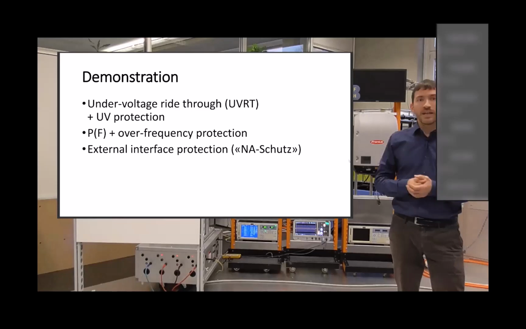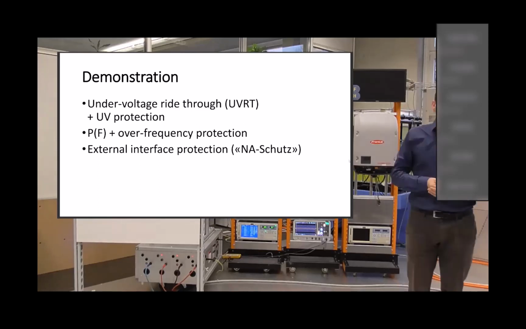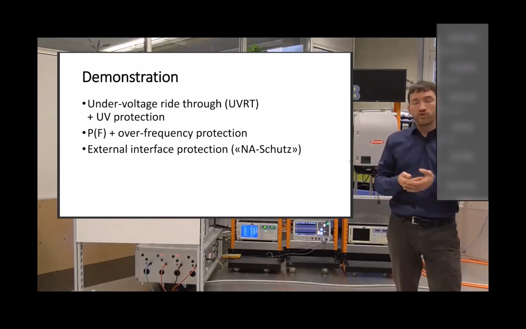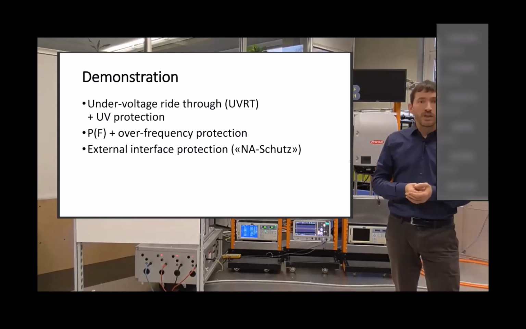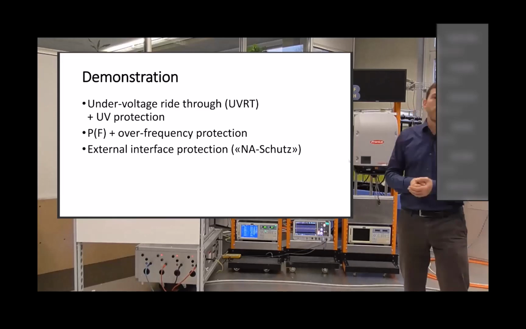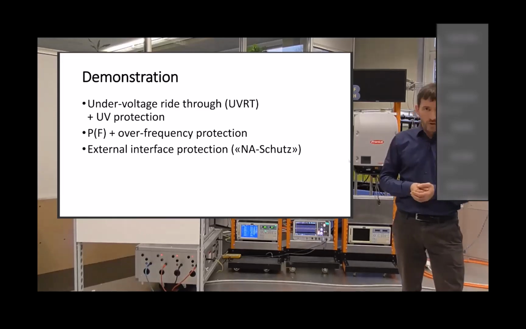In the second test, we are going to do a frequency watt test. So we show you how first the power control function reacts on a change of frequency, and if the frequency changes too much, how the inverter protection will then disconnect the inverter. So these 2 first tests are normative tests, and the third test will not be a normative test. That's the test to show the difference between the behavior if an internal disconnection switch or protection switch acts on the inverter, or if we use this external interface protection switch.